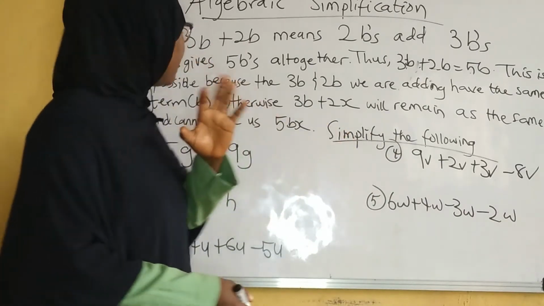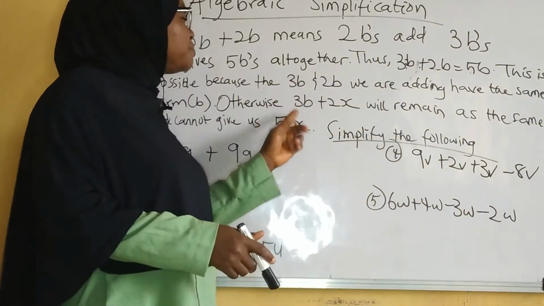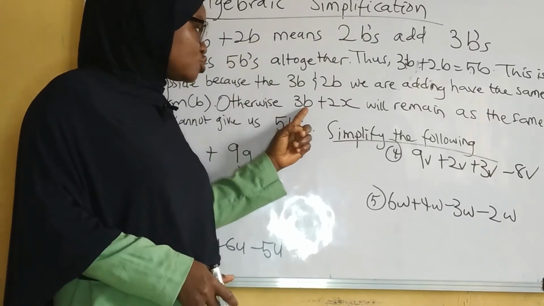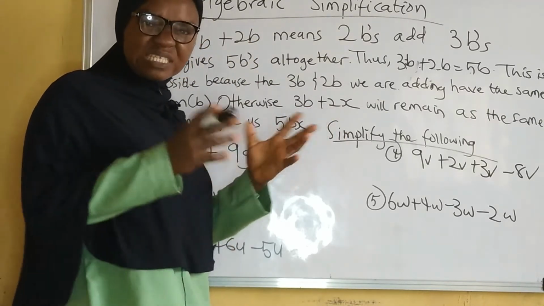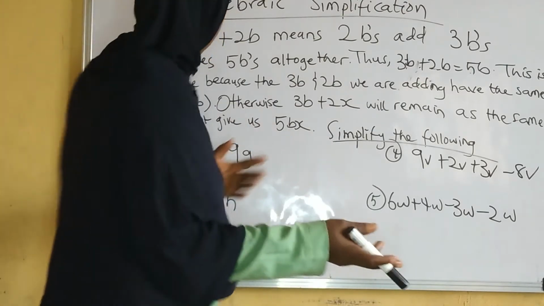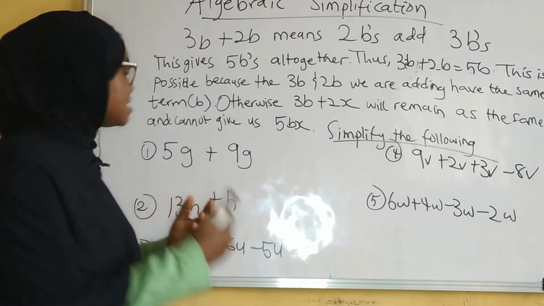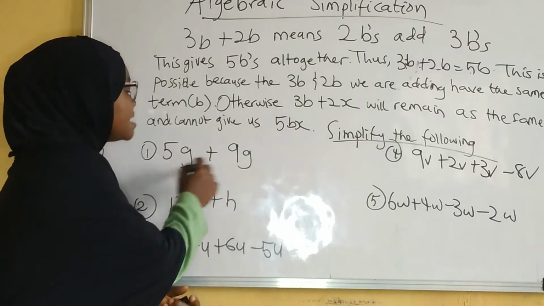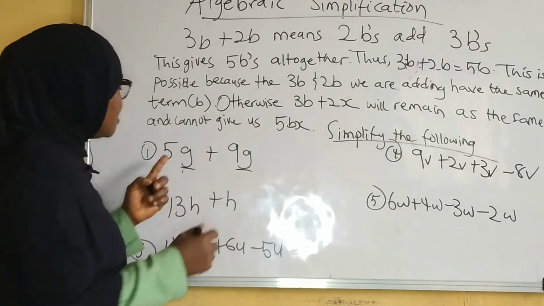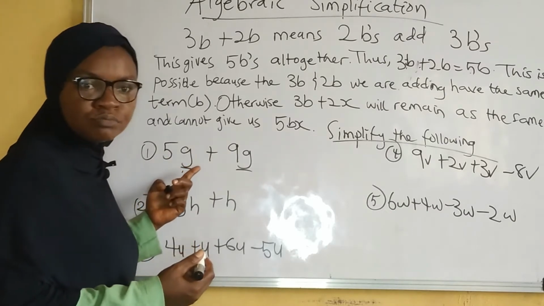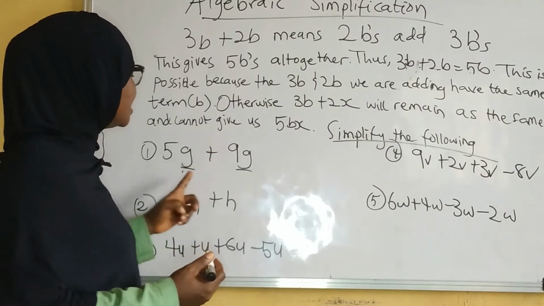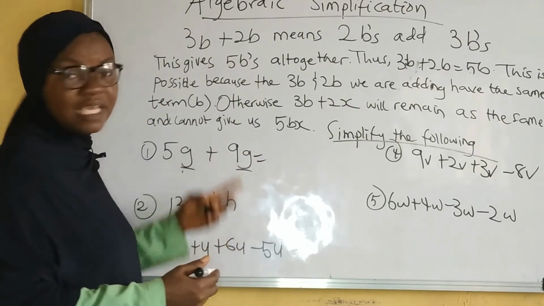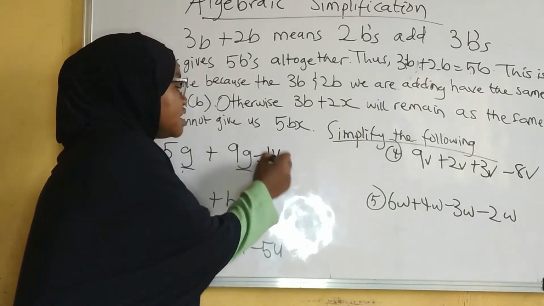Now let's look at it one by one. Now do not assume that 3b plus 2x is going to give you 3bx. It's not possible for you to add this together because they have different what? Terms or base. Is that clear? Now let's take it one by one to see this example. I have 5g plus 9g. Now the fact that they have the same term, just like saying 5g and then 9g, they are the same thing, so it's easy for us to just add ahead. So 5 plus 9 is just basically going to give us 14g.